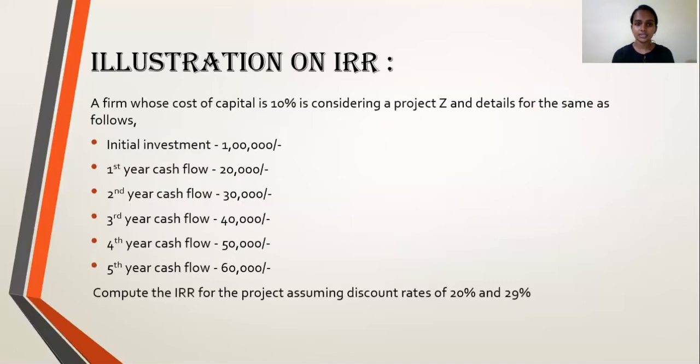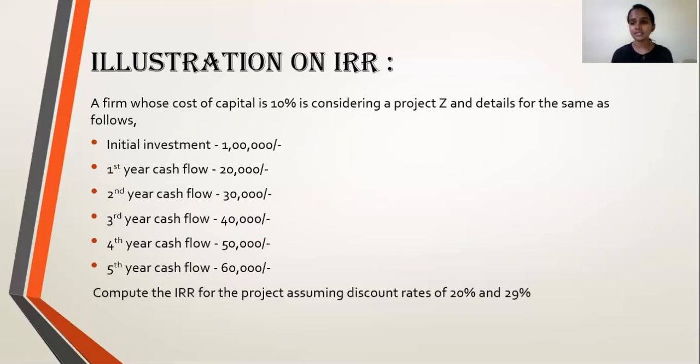So since the differences are over, I'll explain an illustration which is concentrating on IRR, but there is calculation of NPV as well. Here the illustration is a firm whose cost of capital is 10% is considering a project Z, and details for the same are as follows. We have the initial investment of 1 lakh. The 5-year cash flow is given, which is 20,000, 30,000, 40,000, 50,000, and 60,000. So now we have to compute IRR for the project assuming discount rates of 20% and 29%.